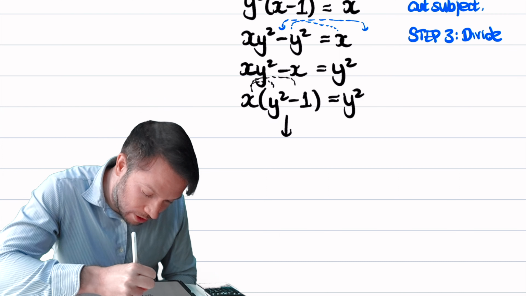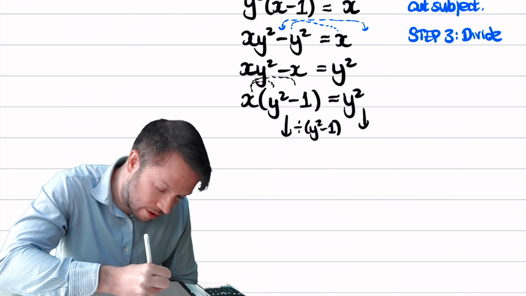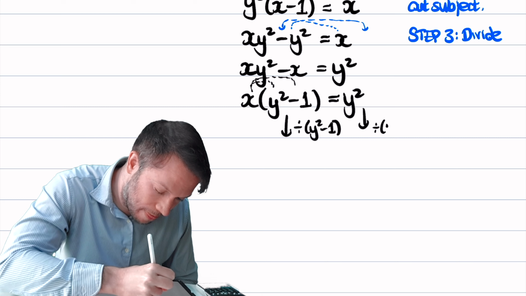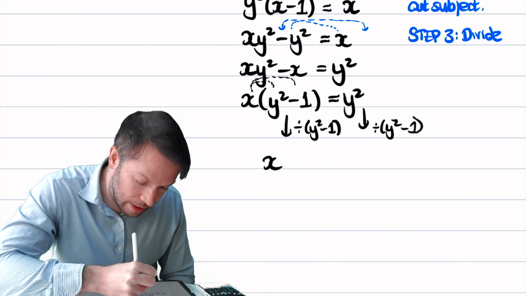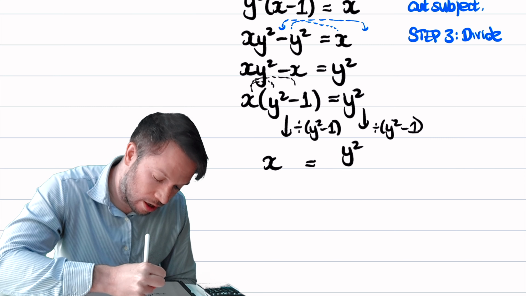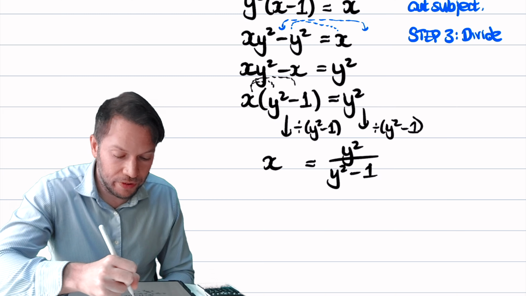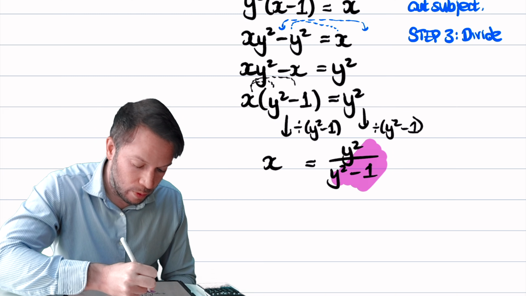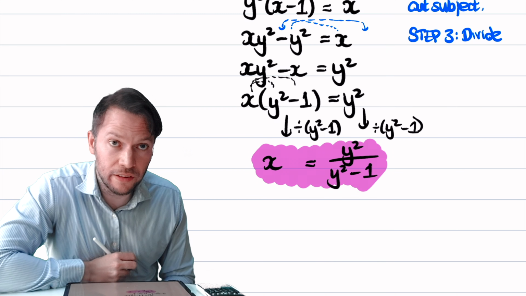So let's do that. We're going to divide both sides of the equation by all of that bracket y squared minus 1. The left-hand side, you're just left with x. And the right-hand side, we get y squared over y squared minus 1. We don't need to put that in brackets. So that is the final answer. We've got x on one side of the equation on its own. So x is now the subject of the formula.